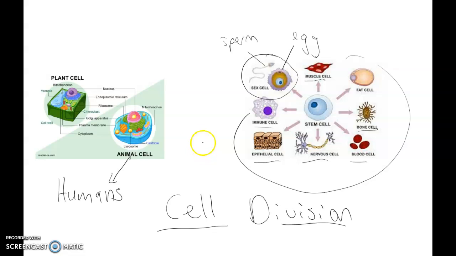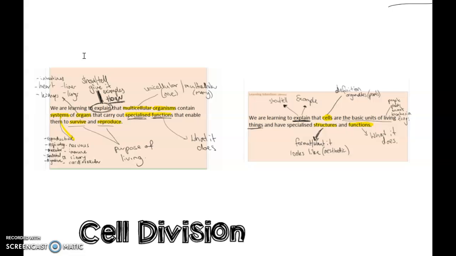So cell division is exactly what it sounds like, and it's a cell dividing. So we're going to look today at the two ways that one cell can split into two cells, or sometimes even 4 cells. So just briefly looking back at the two main learning intentions. So our first learning intention for this unit was we are learning to explain that multicellular organisms contain systems of organs that carry out specialized functions that enable them to survive and reproduce.